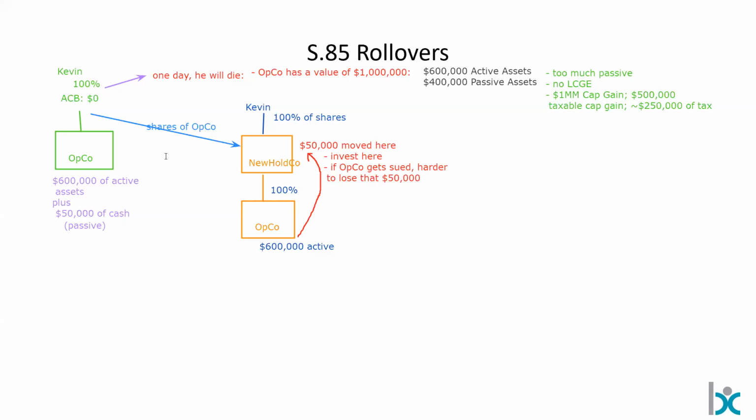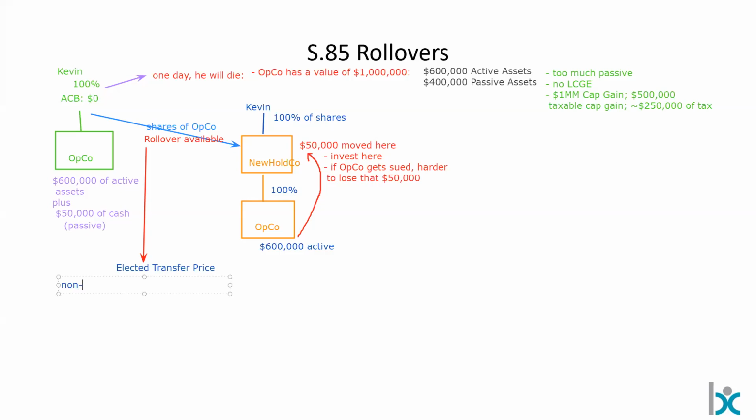When Kevin moves his shares of OpCo into New Holdco, there is a rollover available, but he may not use the rollover. He's actually going to make a decision. Although really, he's going to do exactly what Shelley just said and just listen to his tax professional. The decision he makes here is called the elected transfer price, which means he chooses a price that this transaction happens at.